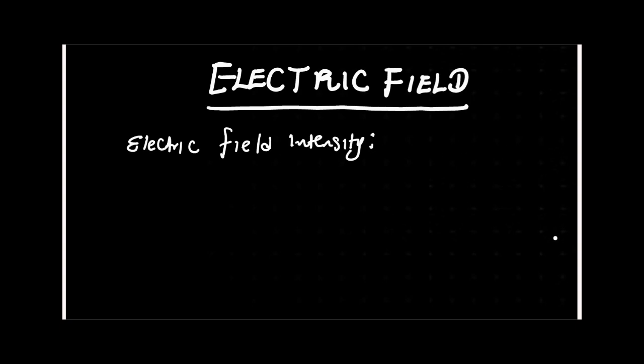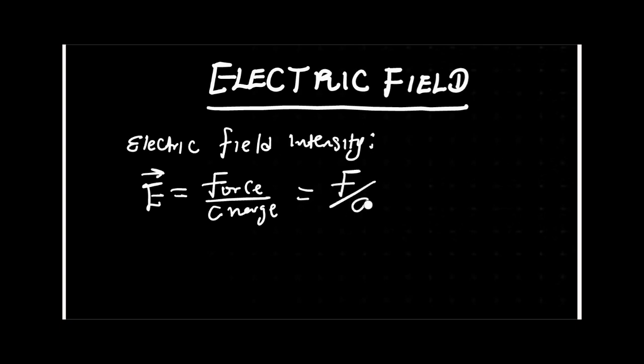So the force a charge experiences when placed in an electric field. Electric field intensity is a vector, given as E. It's a vector, and I will explain why it is a vector. It's a force over charge. So electric field intensity is the force per unit charge. In notation, you can say F over Q.